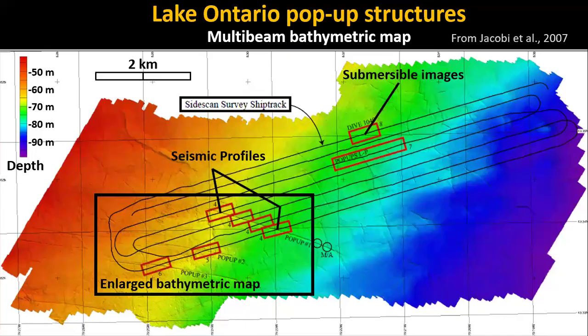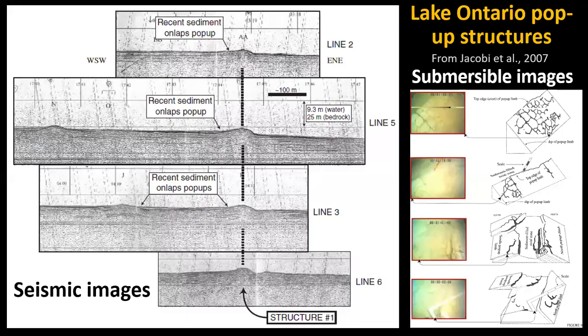This is a good example of shallow form pop-ups that are kilometers long on the floor of Lake Ontario south of Toronto within the glaciated plateau. We'll see submersible images of the pop-ups, look at seismic profiles across one of the pop-ups, and then look at an enlarged bathymetric map. Seismic profiles show onlap of recent sediment onto the pop-ups, and the study authors were able to determine relative timing of the pop-ups. The submersible images and sketches look a lot like pop-ups found in quarries and fields.